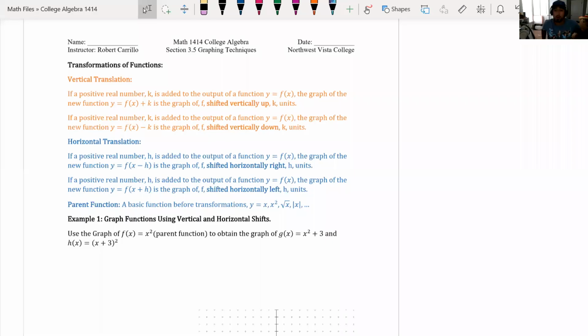Okay, welcome. We have 3.5 graphing techniques, which is basically transformations, right?